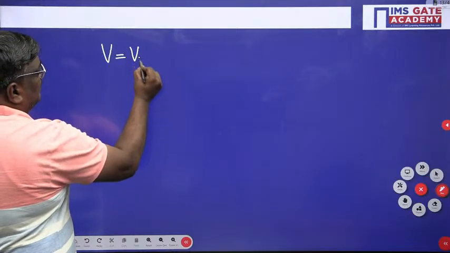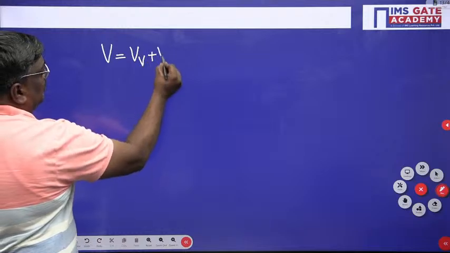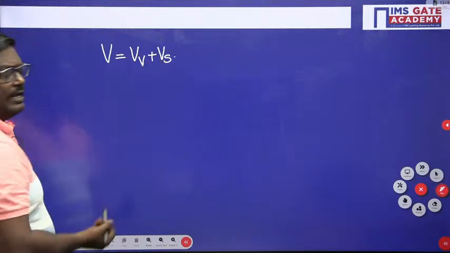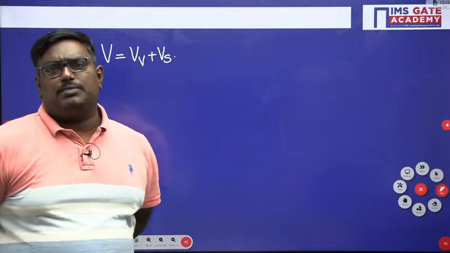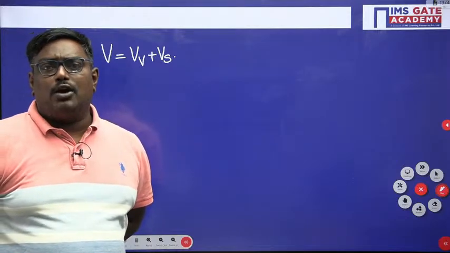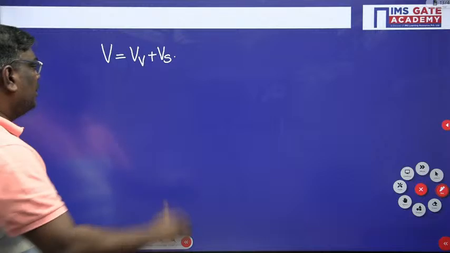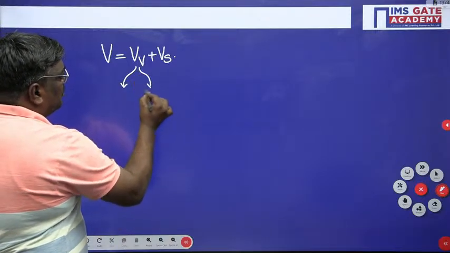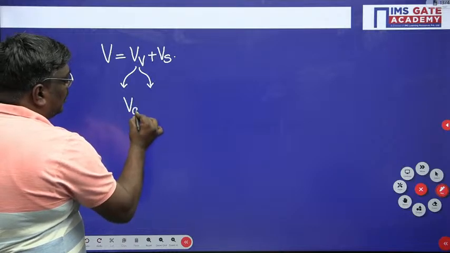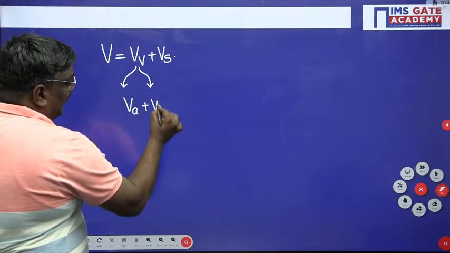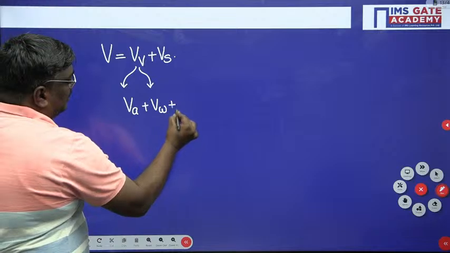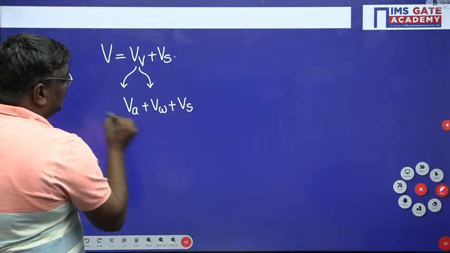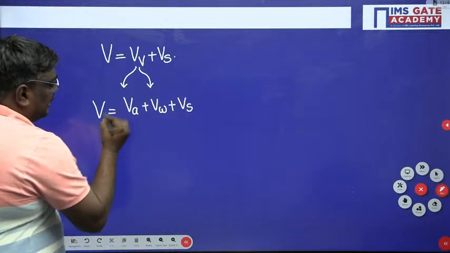Total volume can be written as volume of voids plus volume of solids. Can I write total volume as volume of voids plus volume of solids? Agree or not, my dear students? Very good, Rocky. Now here, what is volume of voids? You can write volume of voids as volume of air plus volume of water. So total volume can be written in this way.